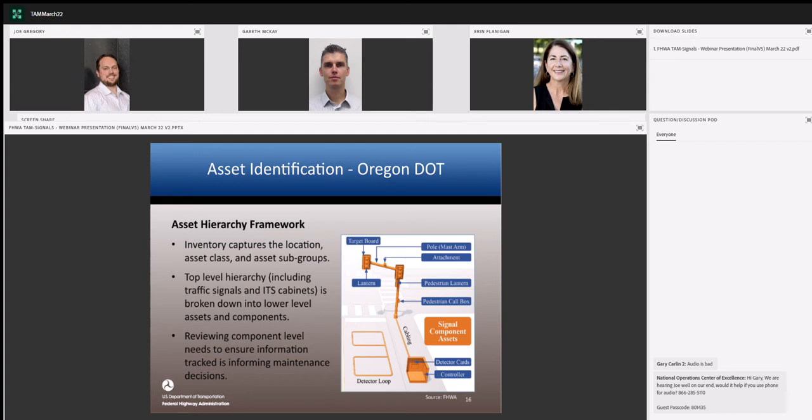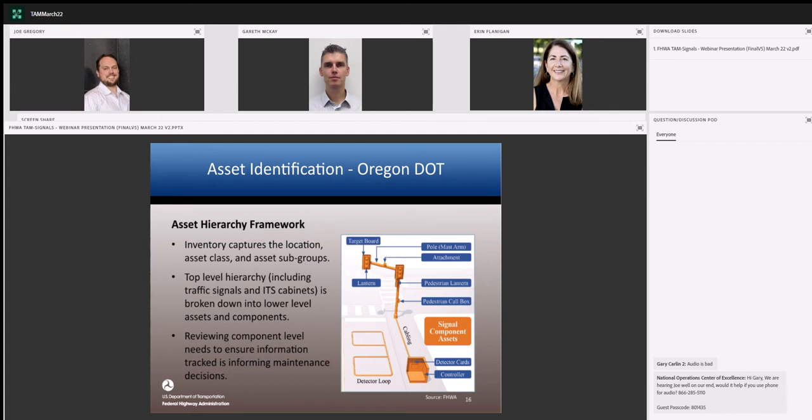Oregon DOT was one of the agencies that we talked to in terms of how they are dealing with this. As well as their signal assets, they capture components of those assets, or subgroups as they call them. They make sure they're all connected and there's a hierarchy there, so that when components and pieces are identified and recorded in their system, they are attached up to what's sometimes called a parent asset, so the overall signal that they're located at, so everything is connected together.